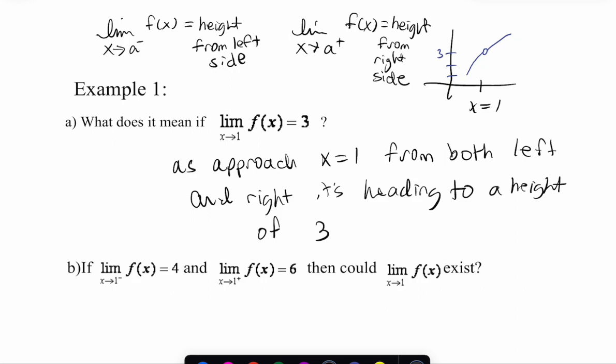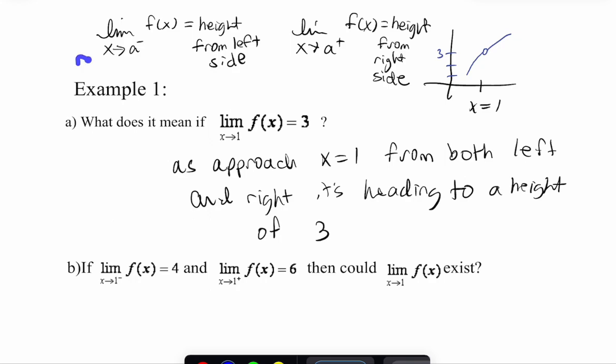If they don't specify, like in A here, that means we are going to a height of 3 from both sides. If they don't specify, both sides are heading to that height. But if they put a little negative notation or a little positive notation, they are only saying as I come in from the left side or the right side.